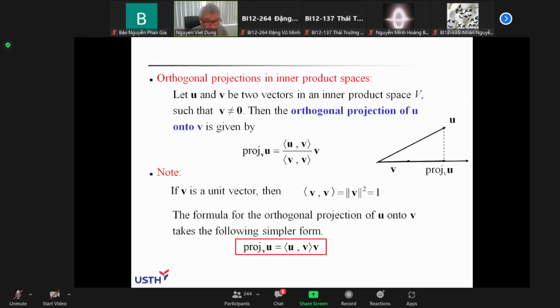In case the non-zero vector V is a unit vector, meaning it has norm 1, then the formula is much simpler like that one. I put it in the red box.